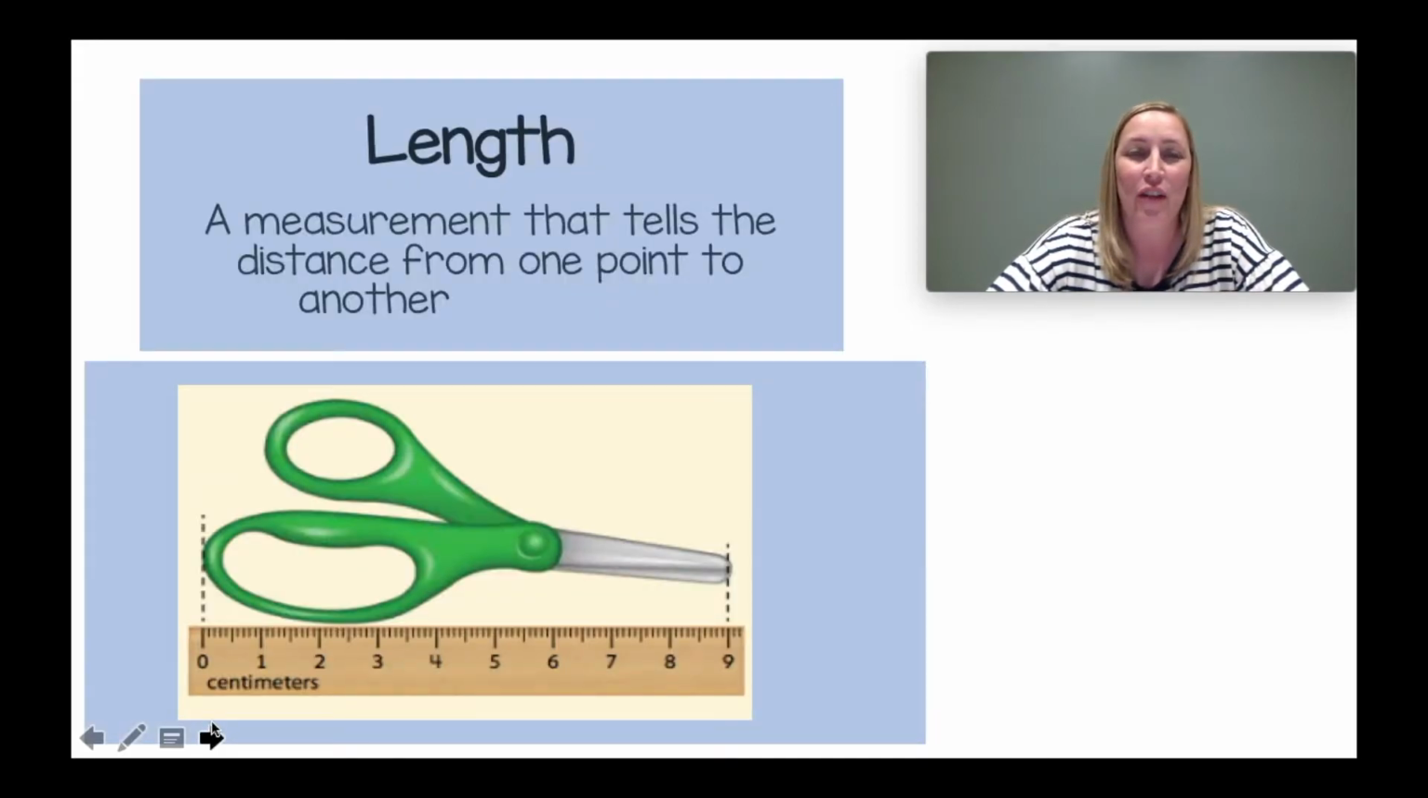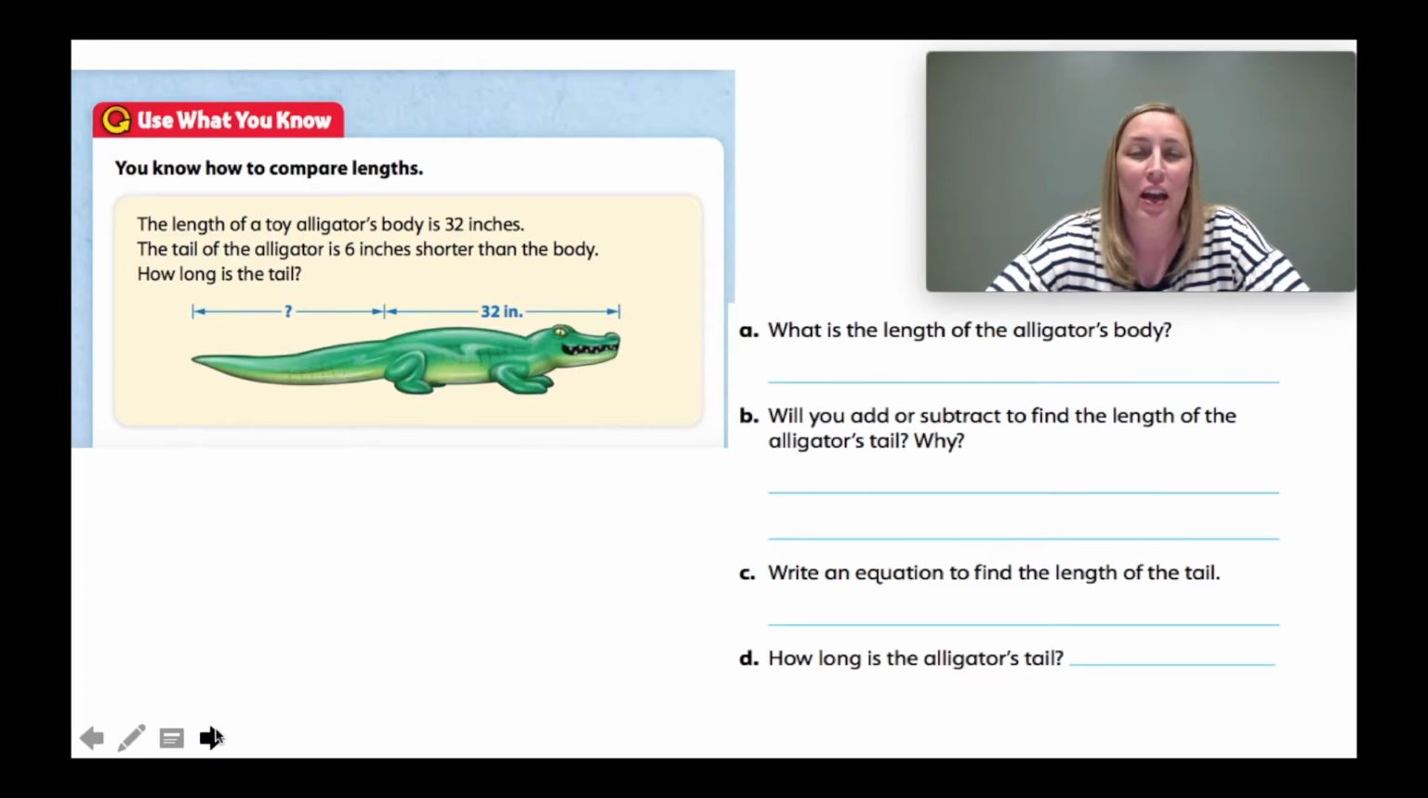All right, our vocabulary word for today is length. Length is a measurement that tells the distance from one point to another. When you look at my scissors here, here's the point at the end, and it starts at the 0. If you look at where it ends, the other point is 9. So the distance is 9 centimeters. That's our length.